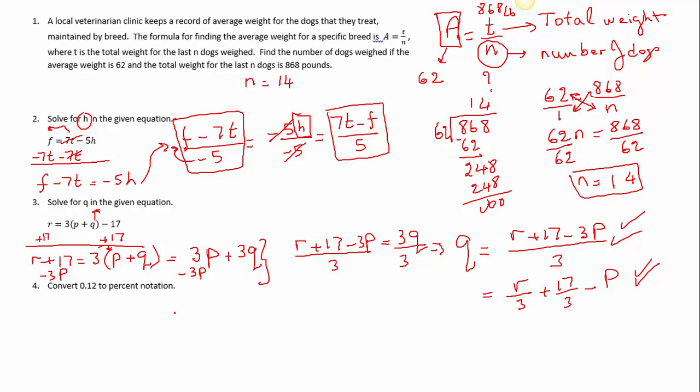Convert 0.12 to percent. So when we go from decimal notation to percent notation, we need to multiply by 100%. And therefore the answer would be 12%. So remember, to go from decimal notation to percent notation, you need to multiply by 100%. 0.12 times 100 will move the decimal 2 digits to the right when you multiply by 100, and therefore the answer is 12%.